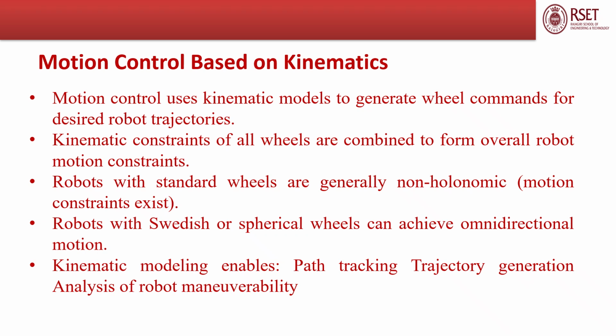Robots with standard wheels are generally non-holonomic, meaning they cannot move freely in all directions. In contrast, robots with Swedish or spherical wheels can achieve omnidirectional motion. Thus, kinematic modeling plays a crucial role in path tracking, trajectory generation, and analyzing the maneuverability of mobile robots.